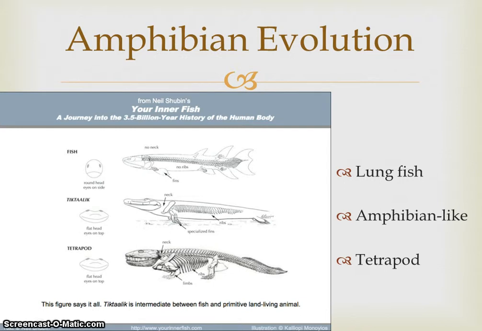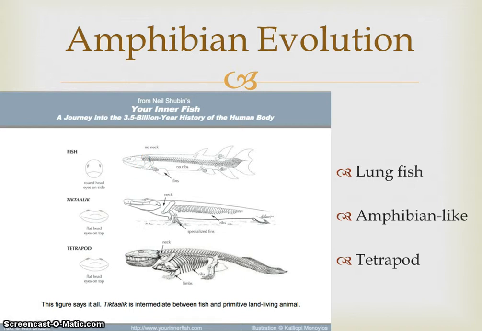We can start by looking at amphibian evolution. On top you'll see an ancient lungfish. This fish had lobed fins, it was fully aquatic, and had no neck. You'll also notice that it has a round head with the eyes on top.